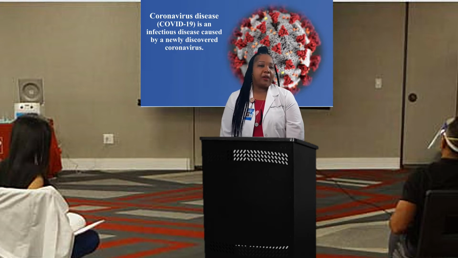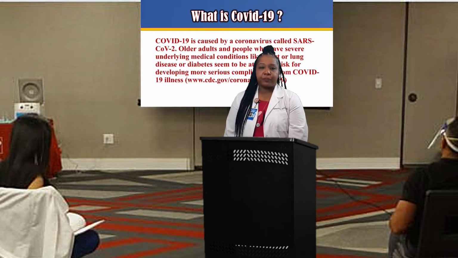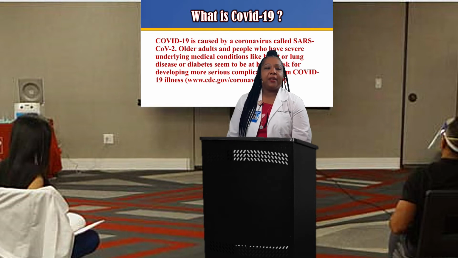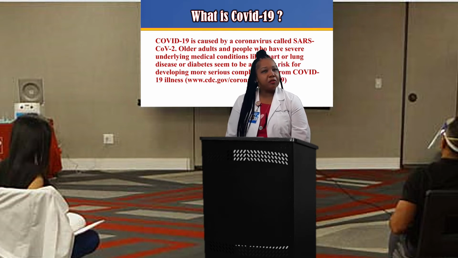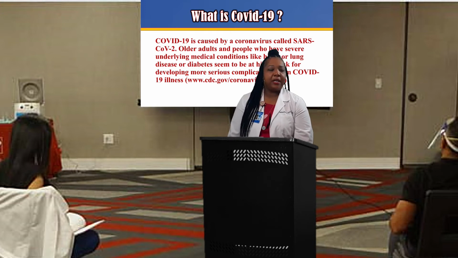COVID-19 is caused by a coronavirus called SARS-CoV-2. Older adults and people who have severe underlying medical conditions like heart disease, lung disease, or diabetes, or someone that is immunocompromised, someone that maybe has had a lung transplant, heart transplant, or kidney transplant and is taking drugs to prevent their body from rejecting the organ, and someone that is also maybe battling HIV or the AIDS virus. Those people are at a higher risk for developing more serious complications and even death from the COVID-19 illness.